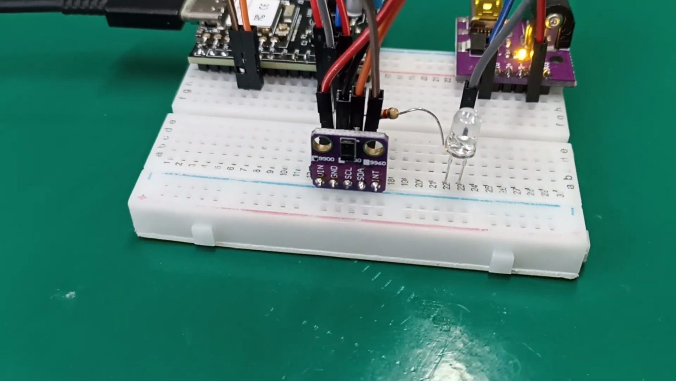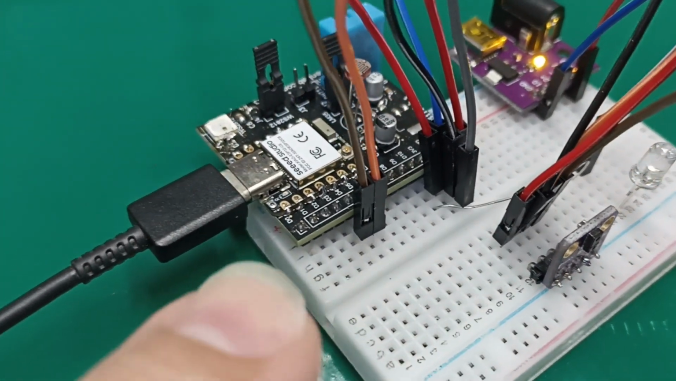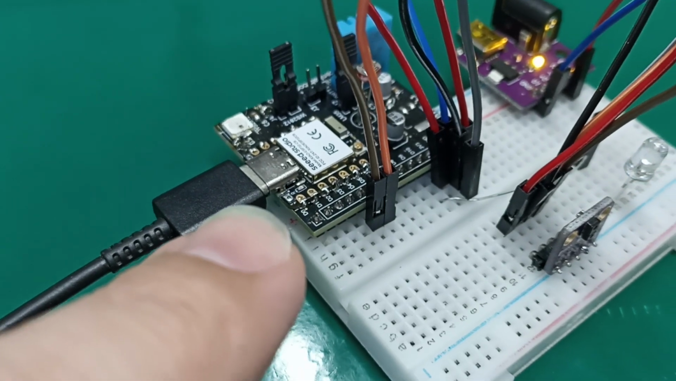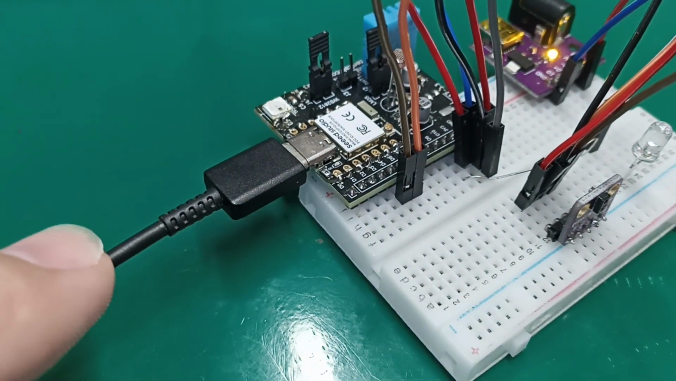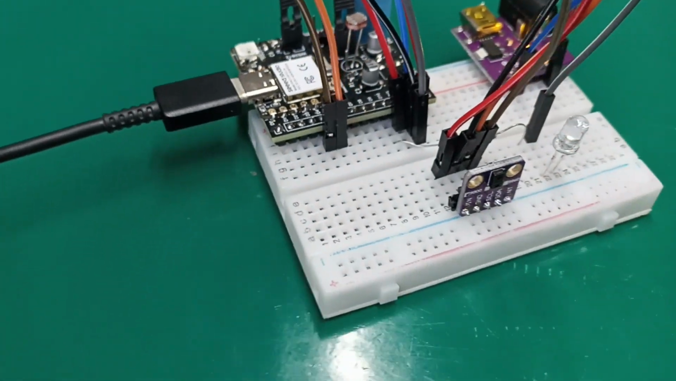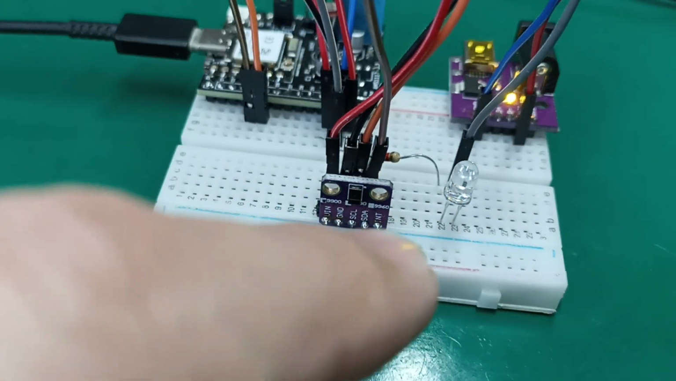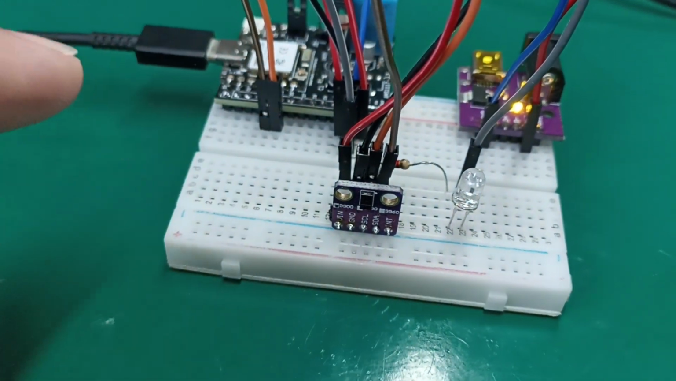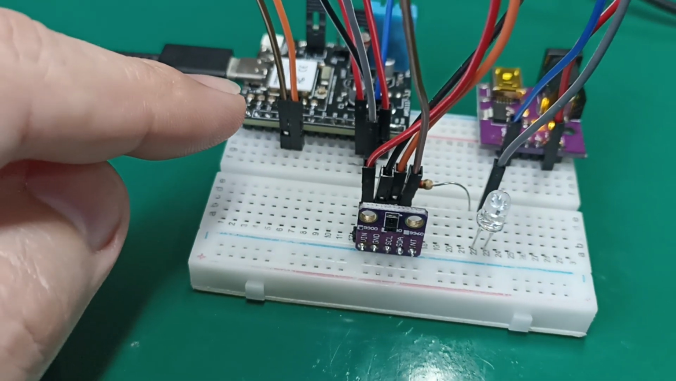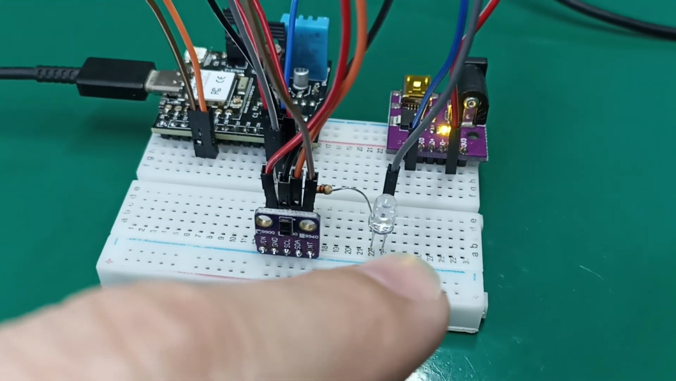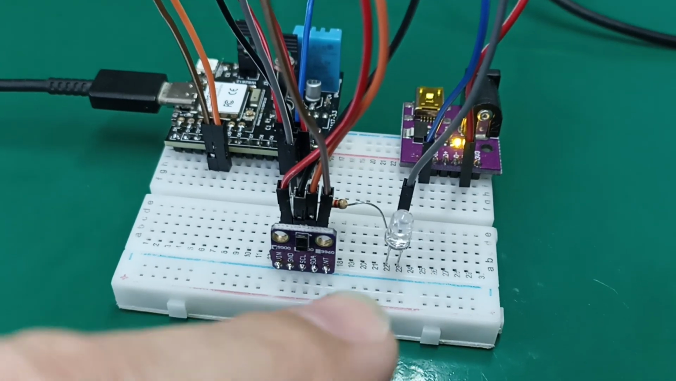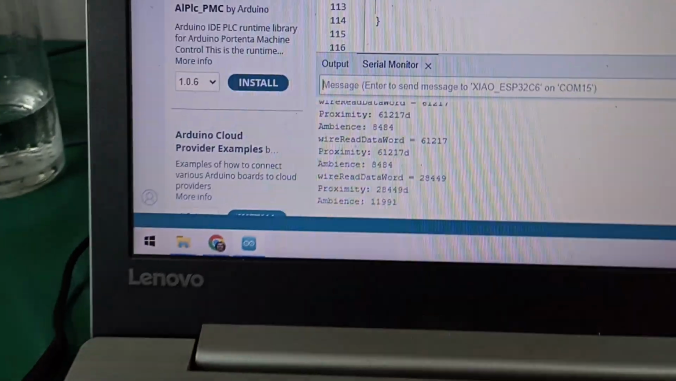I'm going to be using an ESP32C6 as a controller, sending information through USB to the Arduino IDE. So the sensor is connected via I2C to the ESP32C6, and there's also a LED indicating presence detection. So let me show you the code and what's happening here.